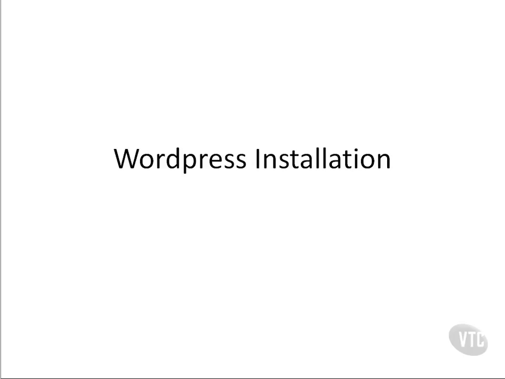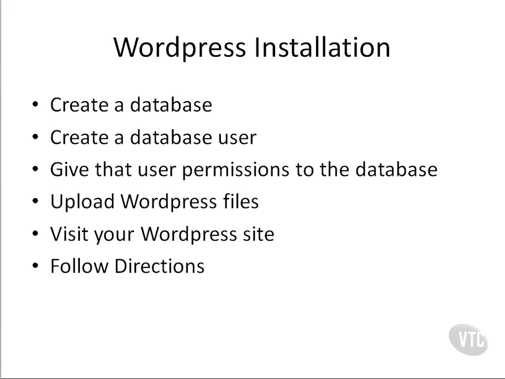And there's a few steps we need to get started with installation, which is our first step. We need to create a database. We need to create a database user. We need to give that user permissions to the database. Then we'll upload our WordPress files with an FTP client or using upload functions found in your hosting environment. Then we'll visit the URL at which we just uploaded WordPress.